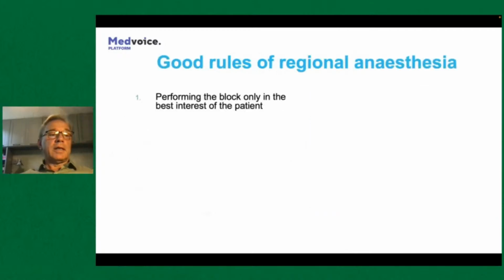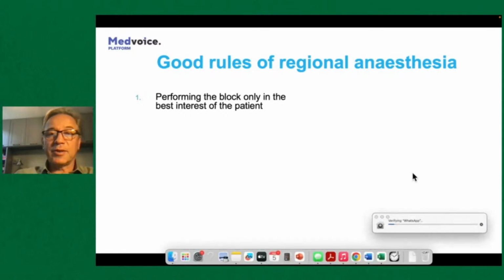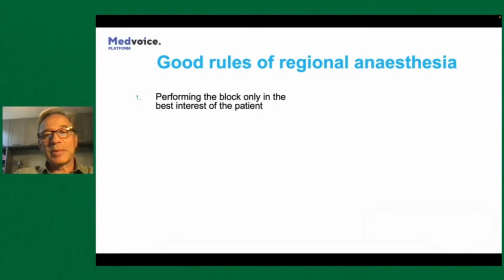Right. Let's finish with summarizing what will be the good rules of performing regional anesthesia. We're not talking about any particular blocks today, but this is not our last webinar. We may talk about this later. If you like my presentation, I'll tell you what we are planning to do later on. But the good rules of regional anesthesia consist of performing the block only in the best interest of the patient. You're doing it for the patient, not because you can, because this patient will benefit from this particular block.